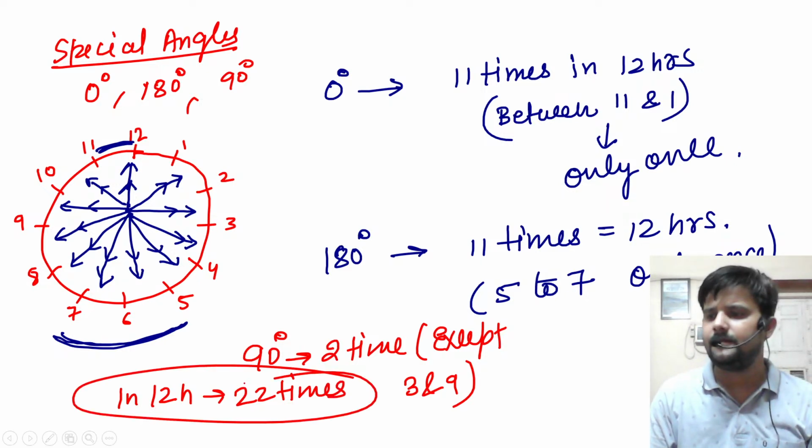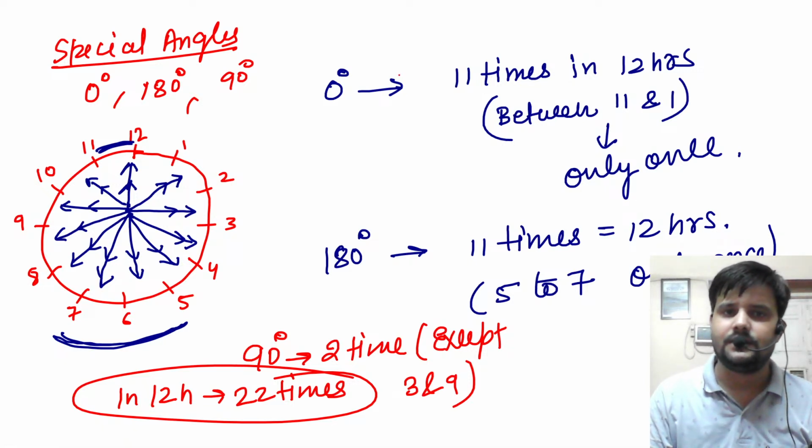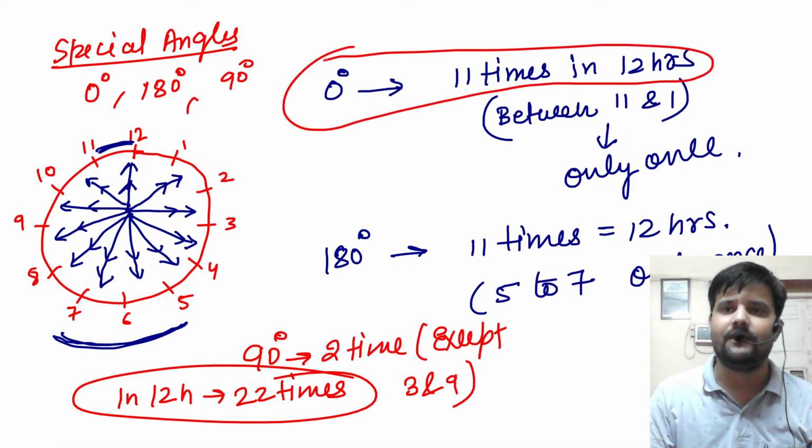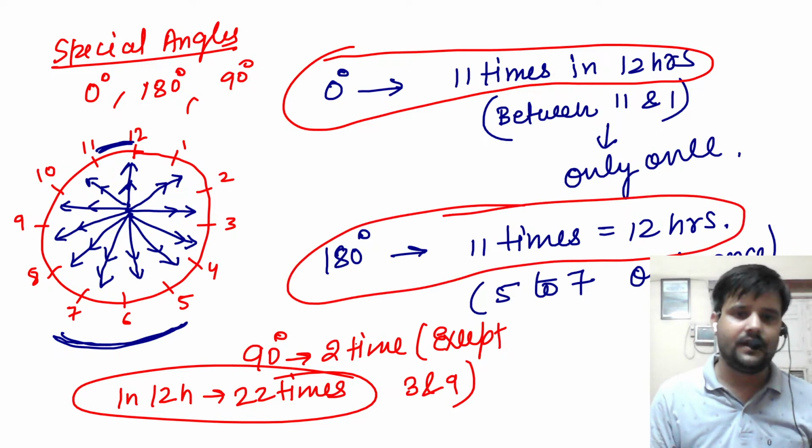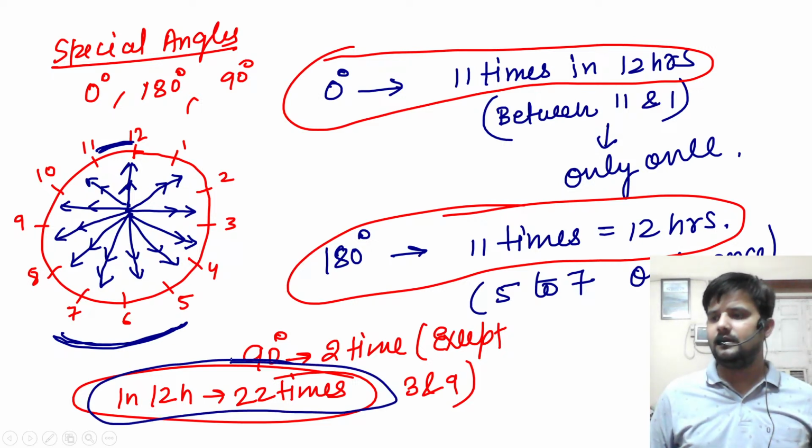Just remember it. These are the important facts. 0 degree or coincide means 11 times in 12 hours. 180 degree is also the same, and 90 degree has a different case. So just remember this case also: 12 hours, 22 times.